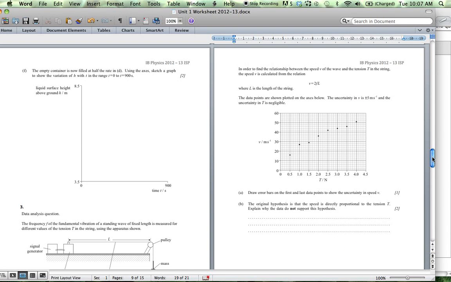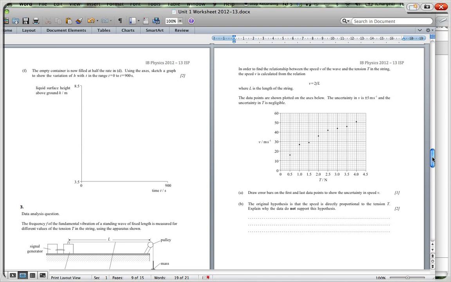It then says in F, the empty container is now filled at half the rate in D. Using the axes, sketch a graph to show the variation of height with t for the range 0 to 900 seconds. Now, because it is being filled at half the rate, we know that the slope of this graph, the change in height over the change in time, is going to be less.